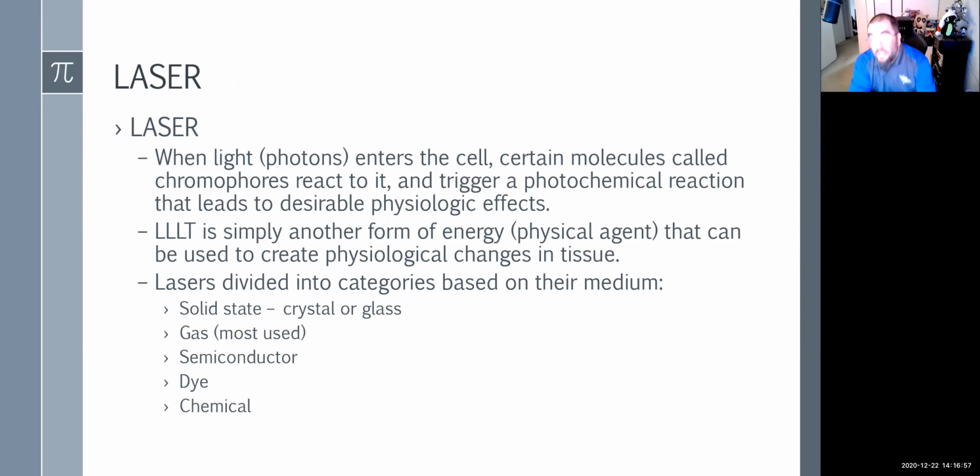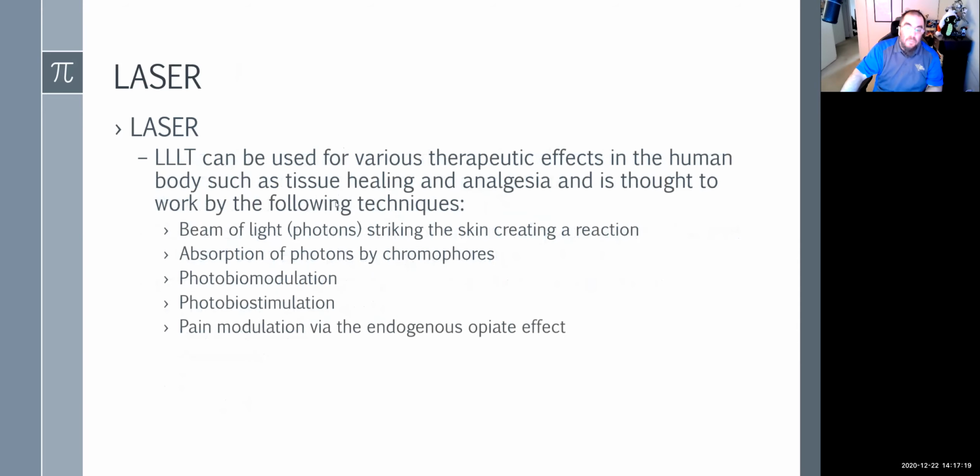They're usually divided into categories based on their medium. We can have solid state, crystal or glass lasers. Gas lasers are usually the most common, the ones you're going to see in physical therapy. There are semiconductor lasers, there are dye lasers, and then there are chemical-based lasers. So all of those exist out there, but most of the time we're going to deal with gas-type lasers, usually gallium nitride lasers in the physical therapy world. You don't have to know that. Please don't write that down as a study habit, but gallium nitride is usually the one we'll deal with.